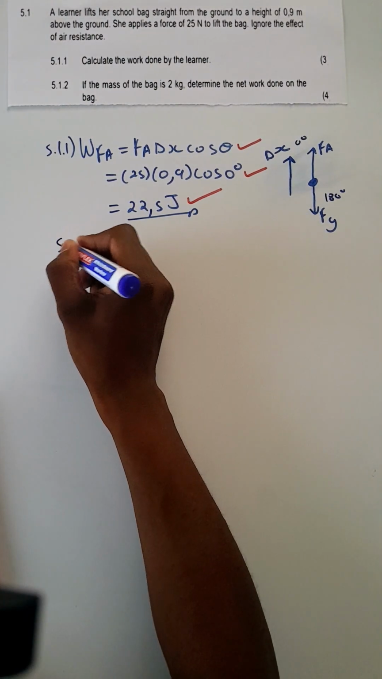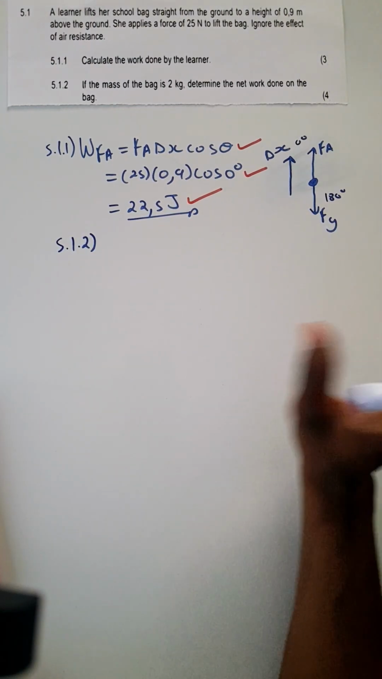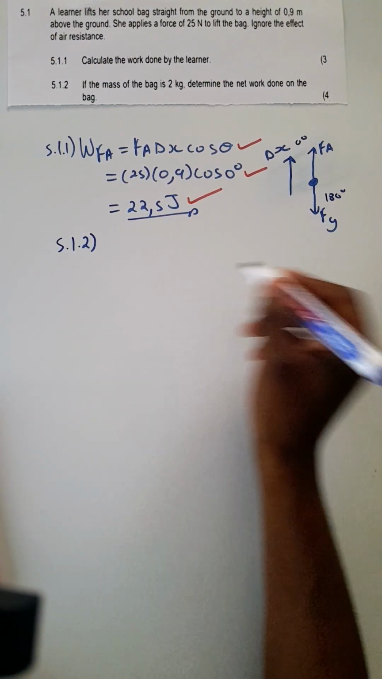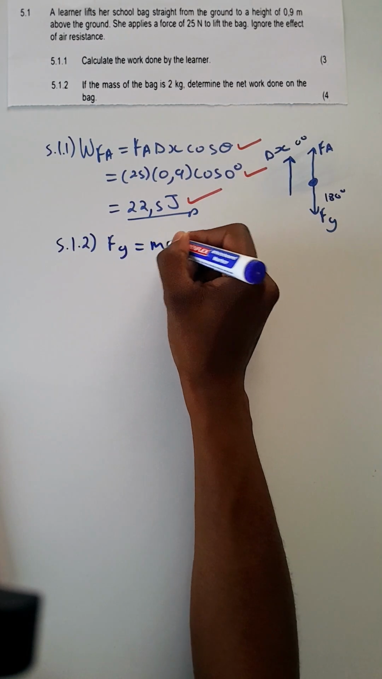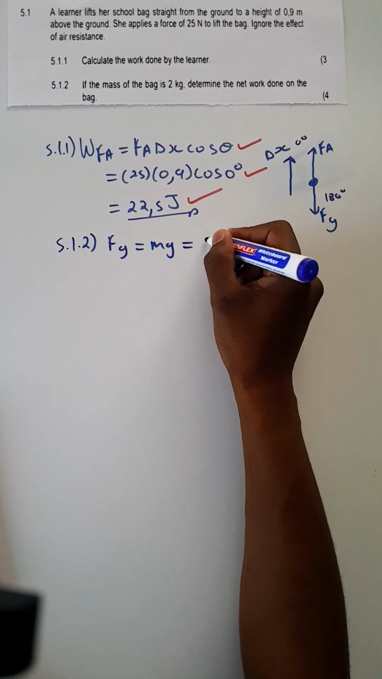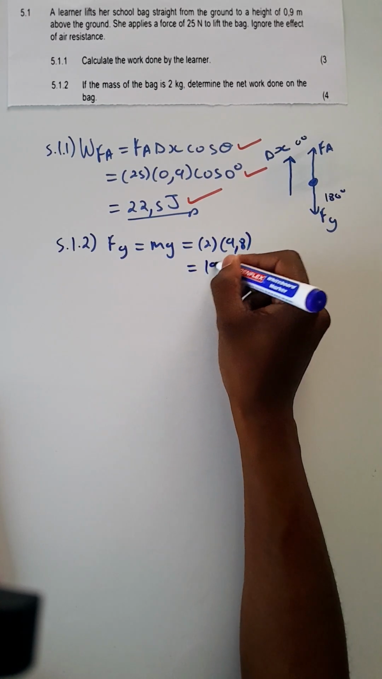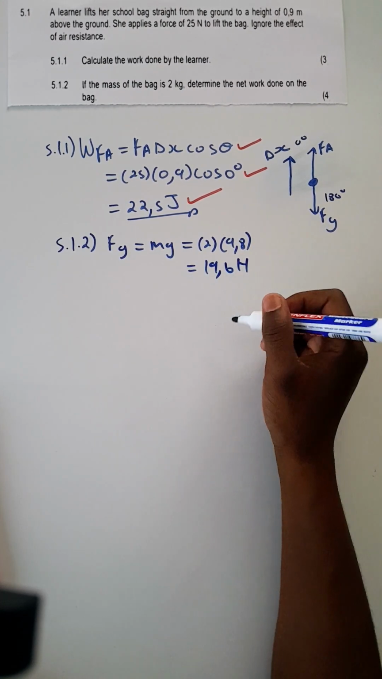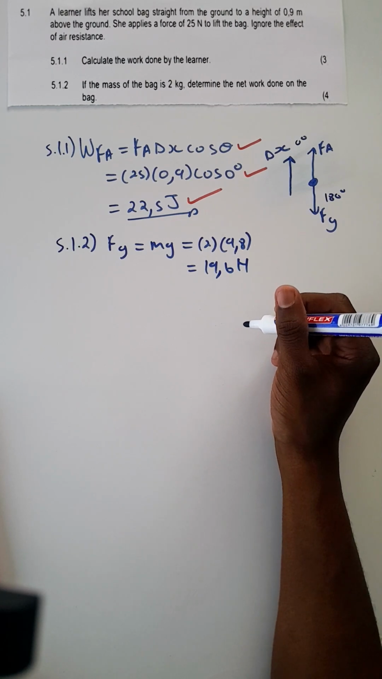So that means we must now calculate the work done by the gravitational force as well, and then add the two works. Let's start by finding out what the gravitational force is equal to. Gravitational force is equal to the mass multiplied by g. We have a mass of 2 multiplied by 9.8, giving us 19.6 newtons of force.